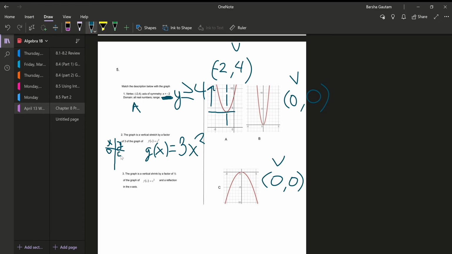So now we know our vertex. And now let's plug in 1. If we plug in 1, 1 squared is 1 times 3 is 3. That means we also know our second point. Let's plug in some more points. Let's plug in 2 now. 2 squared is 4. 4 times 3 is 12.